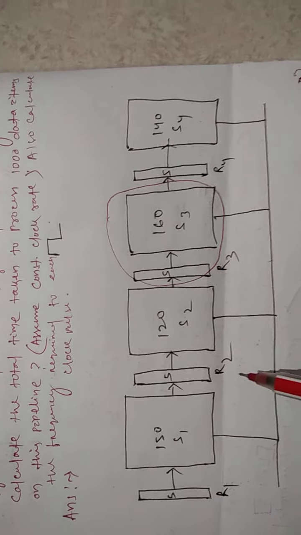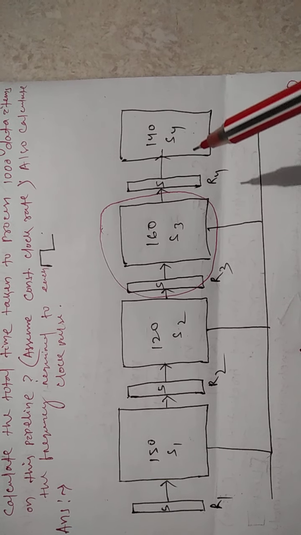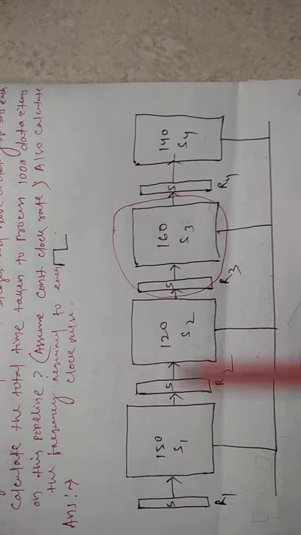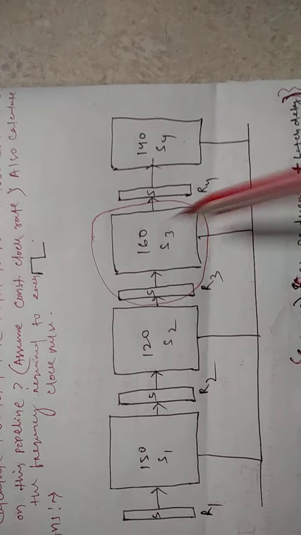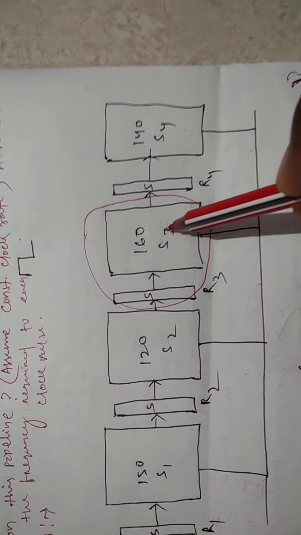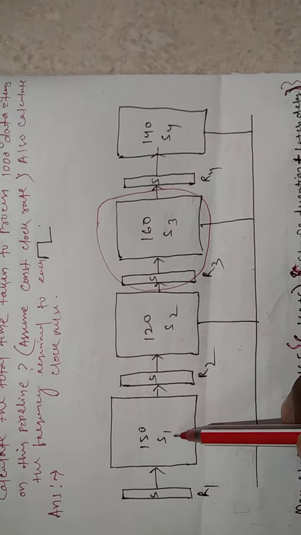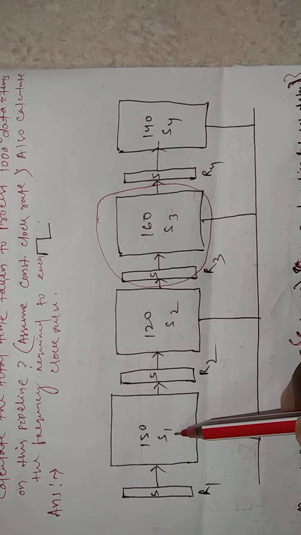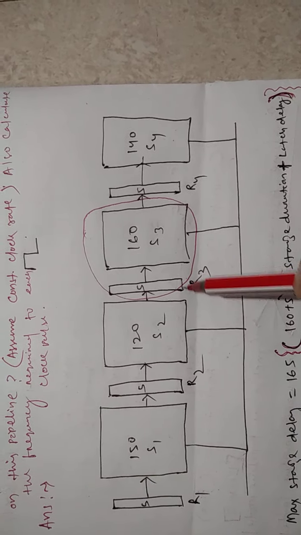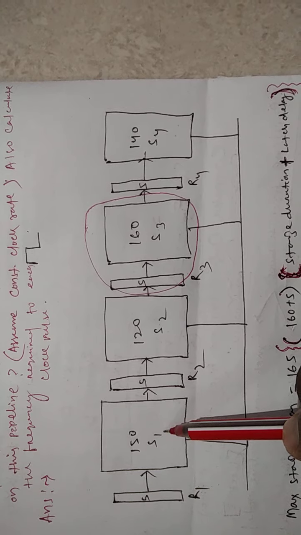So what is the maximum phase duration? Among 150, 120, 160, 140, the maximum phase duration is 160. Which duration will we take? I told you, the maximum phase duration, so that is 160. Why? Because if I take 150 as the phase duration, and then an instruction is loaded into this pipeline process, 150 would be the maximum phase duration.